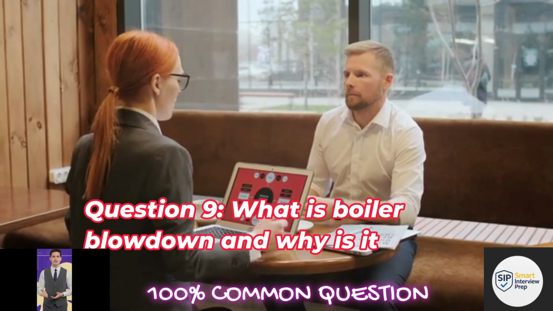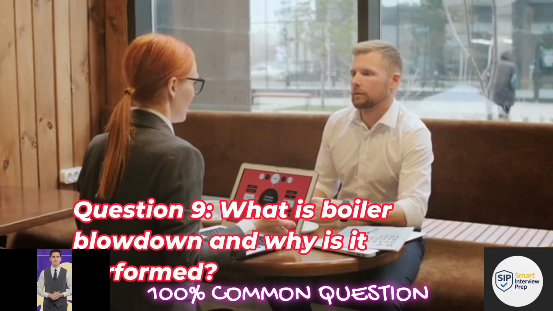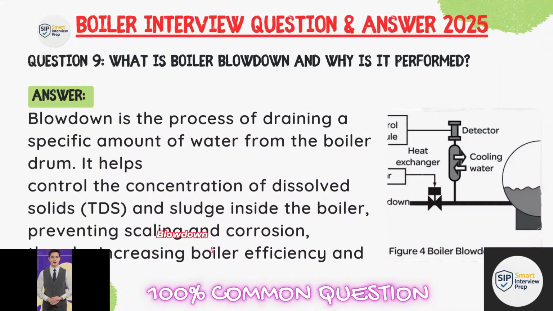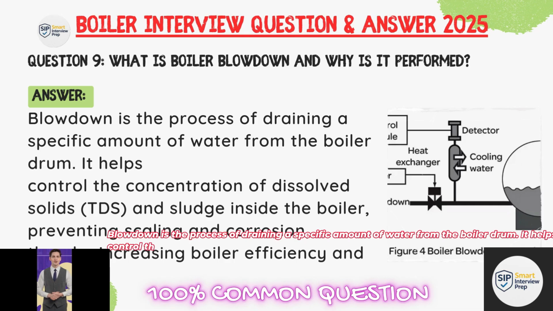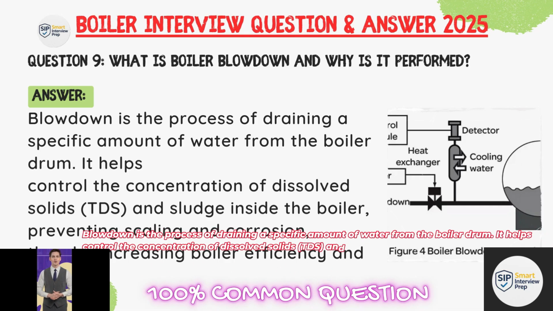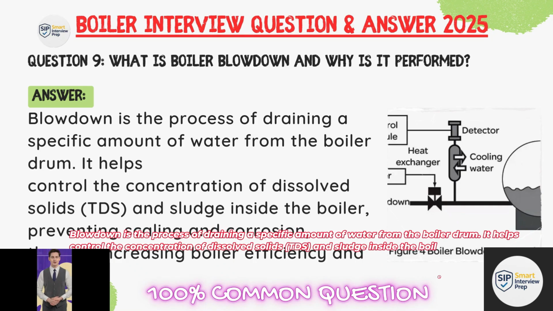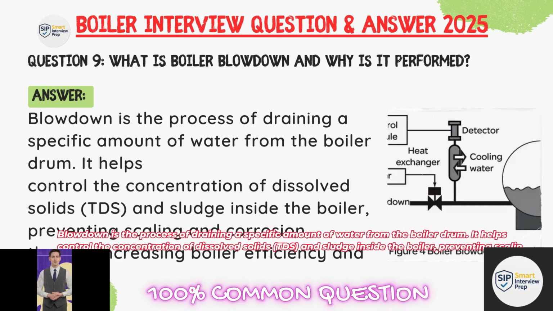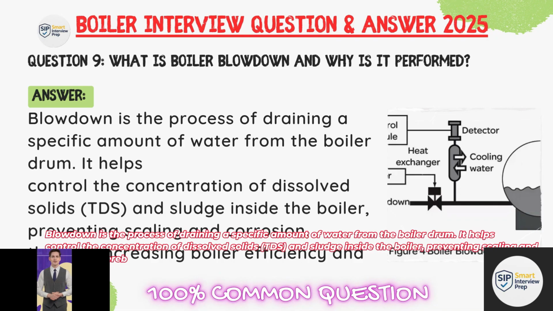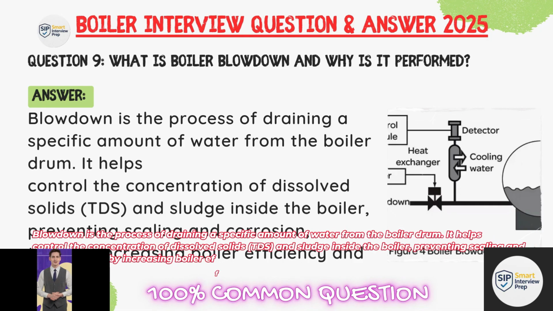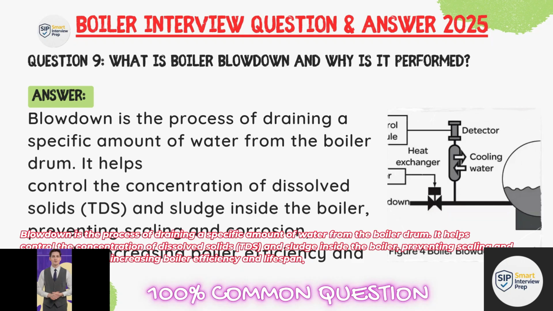Question: What is boiler blowdown and why is it performed? Answer: Blowdown is the process of draining a specific amount of water from the boiler drum. It helps control the concentration of dissolved solids like TDS and sludge inside the boiler, preventing scaling and corrosion, thereby increasing boiler efficiency and lifespan.